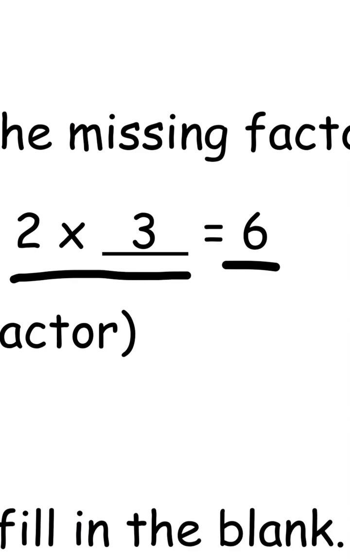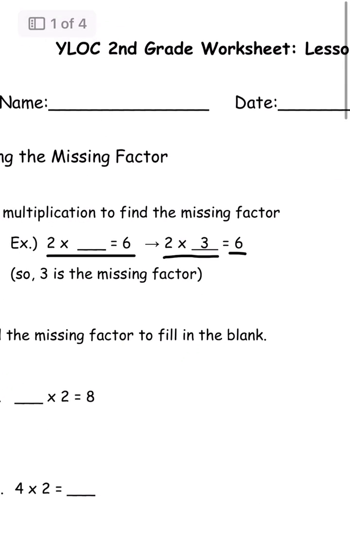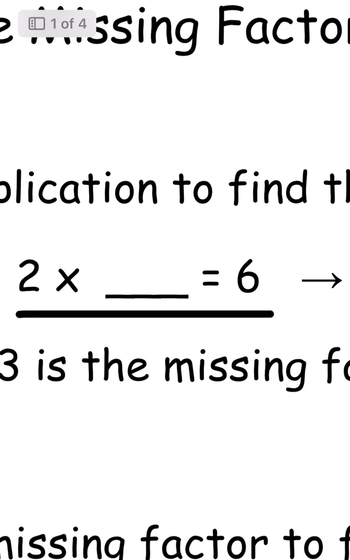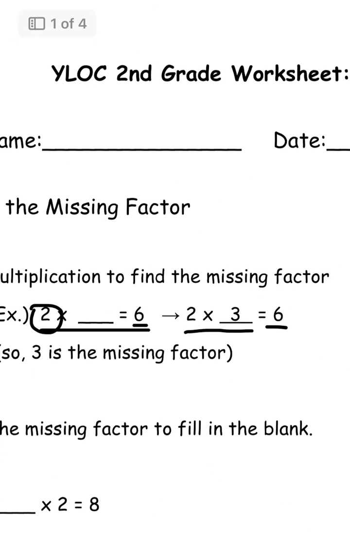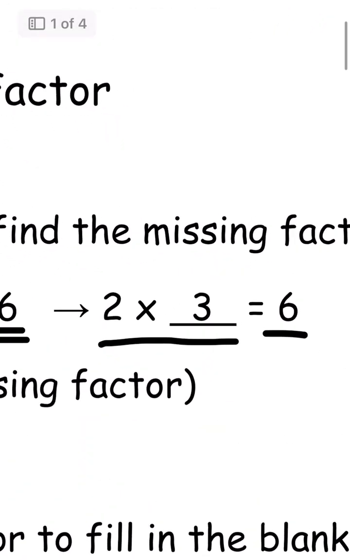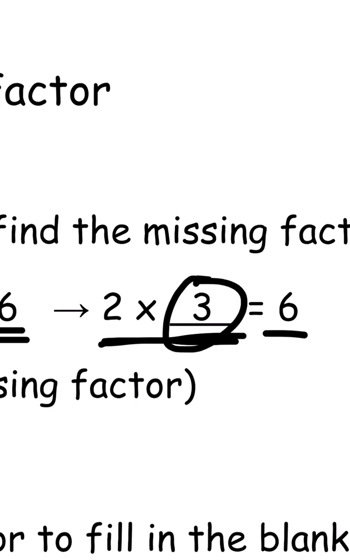If it gets harder later, there is also another way to do it. So if there is a big number, we can also do 6 divided by 2 to find this missing number. But for this one, since we know that 2 times 3 is 6, we can just write 3.